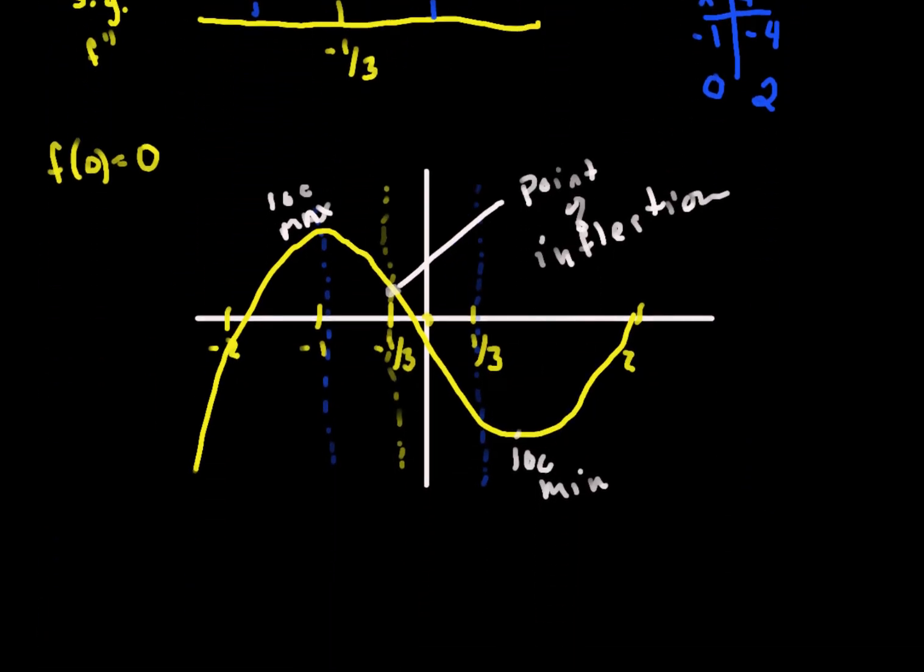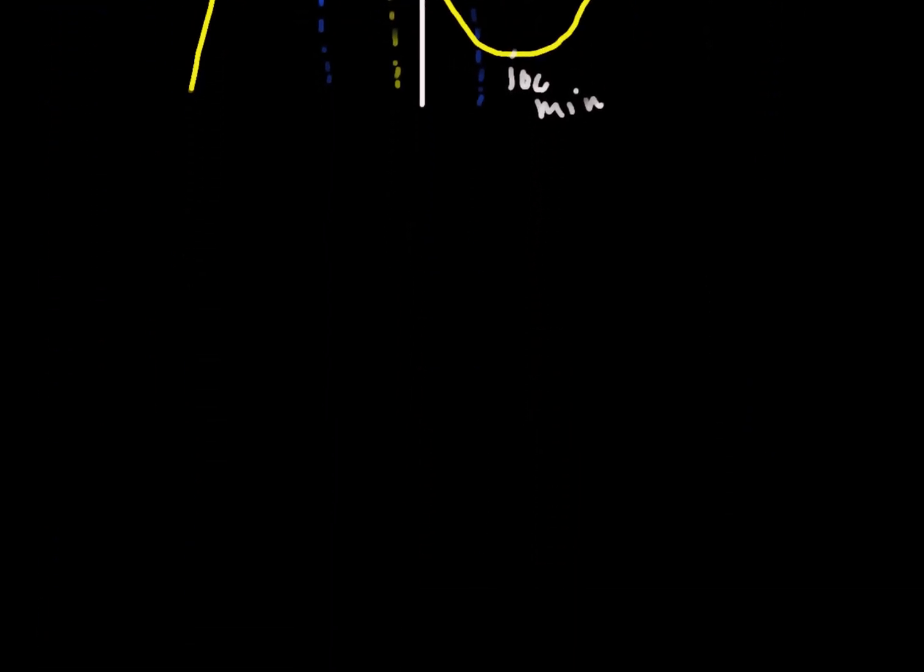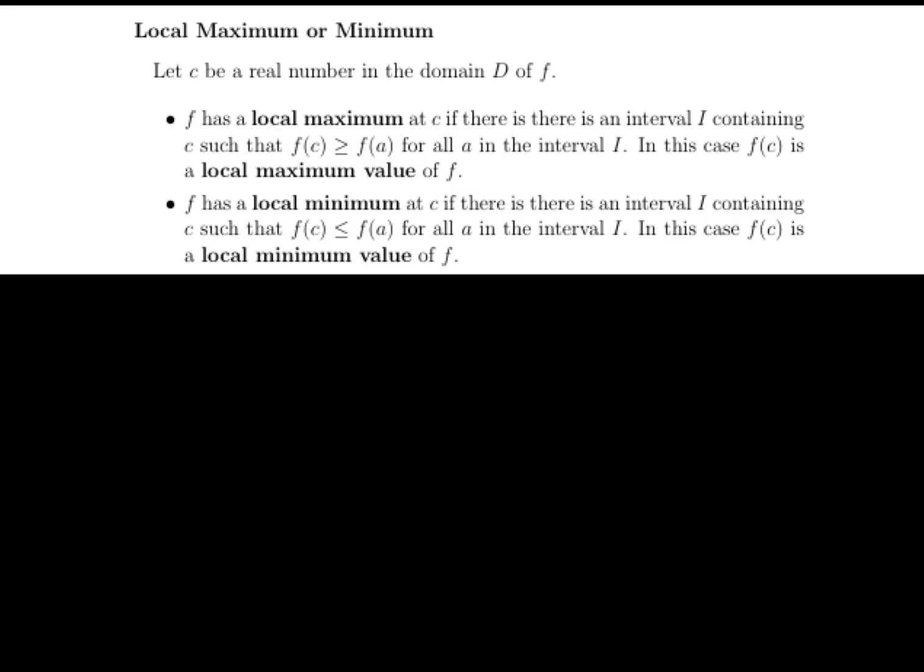So let's put together some more facts, some more information to help us with sketching a graph. If you'll recall from previous sections, a local maximum is the biggest value if you can find some small interval. It's a local minimum if on some interval you can find a minimum value.